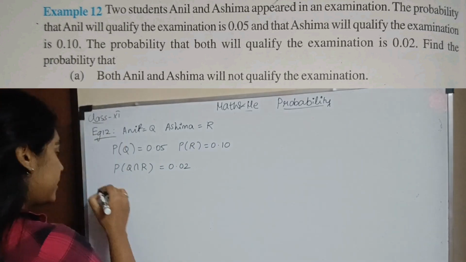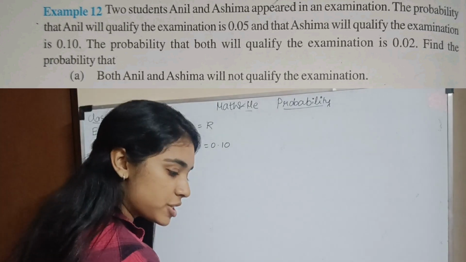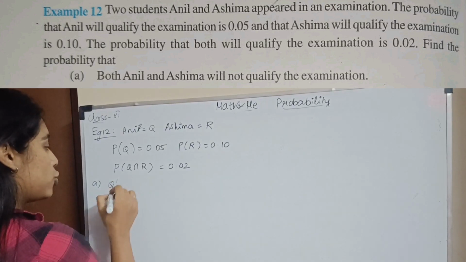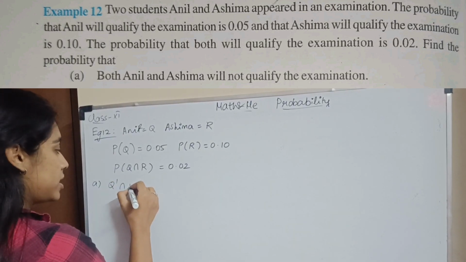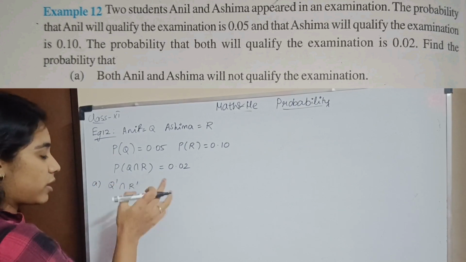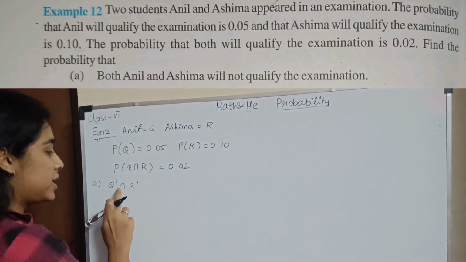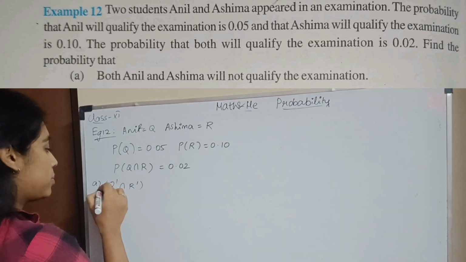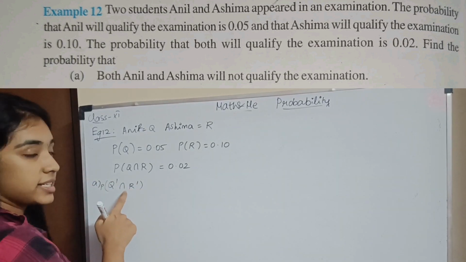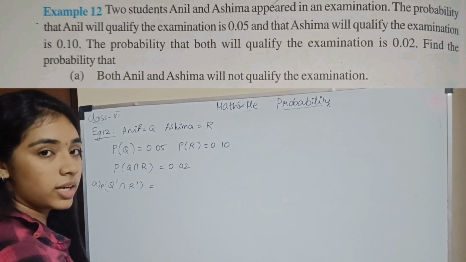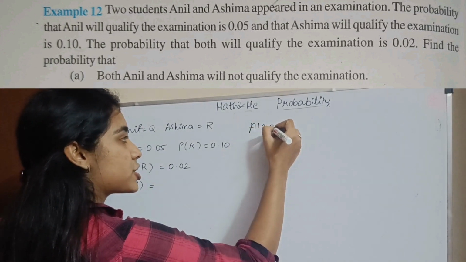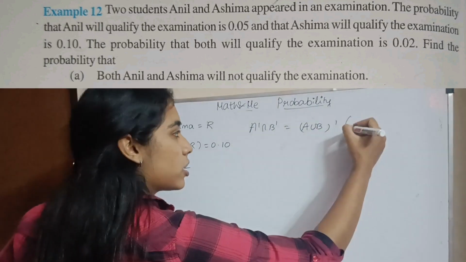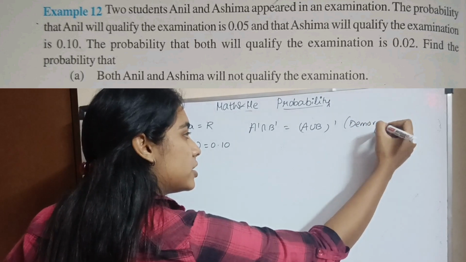Find the probability that both Anil and Ashima will not qualify the exam. If both will not qualify, it is Q dash intersection R dash, which means Anil did not qualify and Ashima did not qualify. It is an and. We need to find the probability of Q dash intersection R dash. What have we studied in De Morgan's law? A dash intersection B dash is nothing but A union B the whole dash. This is De Morgan's law. You would have learnt it in your 10th standard.